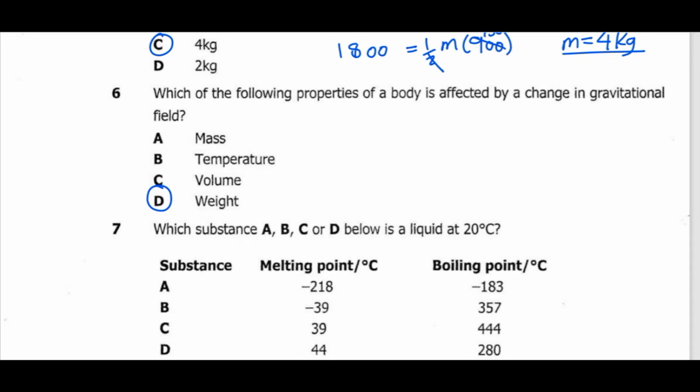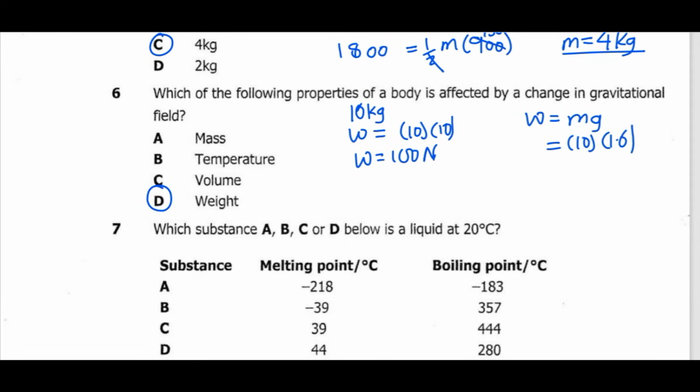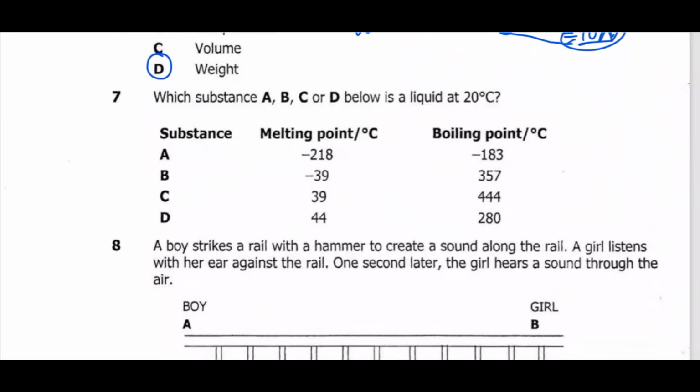For example, if we have an object with a mass of 10 kilograms on Earth, if we are to calculate the weight, it would be 10 times 10, which is giving us 100 newtons. Then if you were to calculate the weight on the Moon, it would be 10 times the gravitational field strength, 1.6, which is giving us 16 newtons. So we can see that weight changes because of gravity, or we can say weight is affected by gravity. The greater the gravity, the greater the weight of an object.